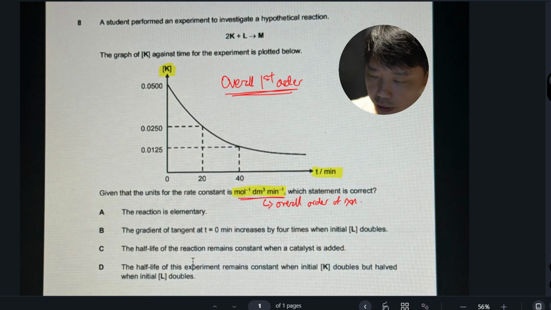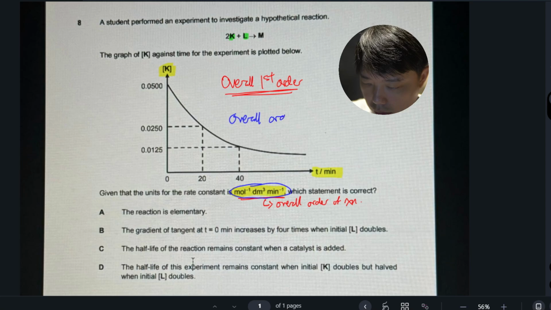Okay, because we have two reactants here. We have a K and we have an L. This graph is telling us K is the only one that's affecting our rate of reaction. But this rate constant tells us something else. This rate constant tells us that the overall order is actually equal to 2. How do I know that it is equal to 2? Because here there is a concentration term.